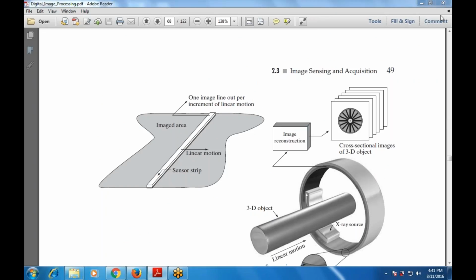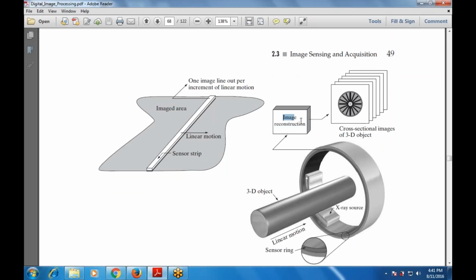This diagram shows the linear motion: one image line is output per increment of the linear motion. This is the linear motion, this is the sensor strip, and then the imaged area. So this is one image line out per increment of linear motion.